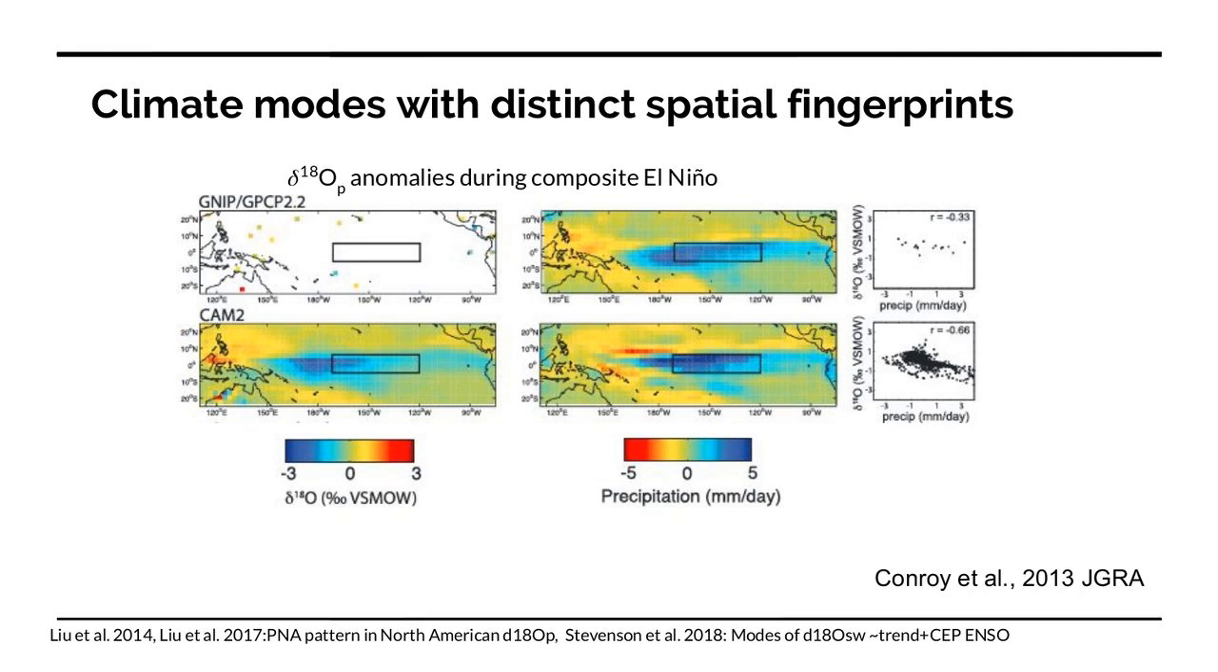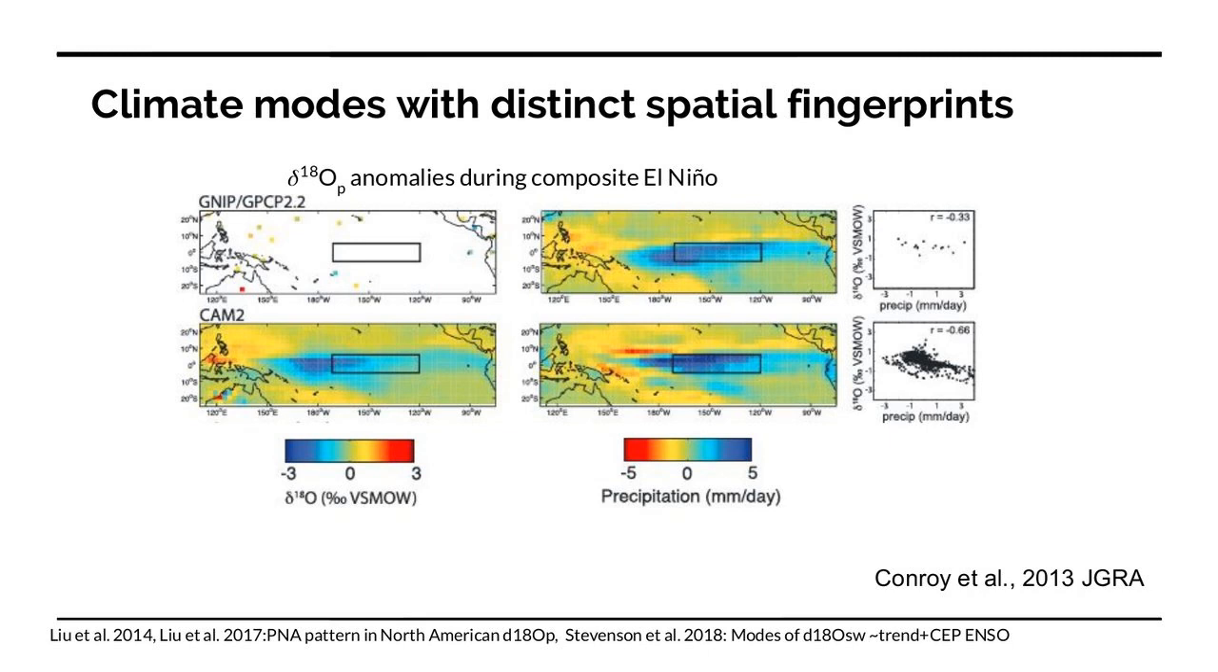Another important point from this particular figure is that it really highlights the absence of real isotope observations across the tropical Pacific, as you can see in the upper left-hand panel, the GNIP data. We just don't have the observations right now to really assess if this is what we see in the real world.